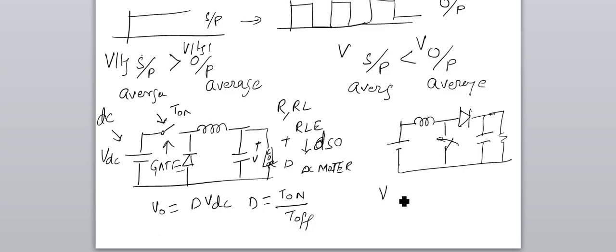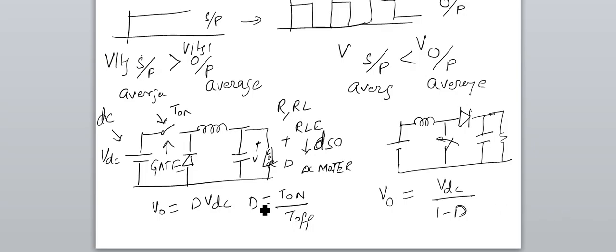The formula for the output voltage will be V0 equal to VDC upon 1 minus D. D is the duty cycle, so T on upon T. So you have to calculate this. You will see these two in our practical.